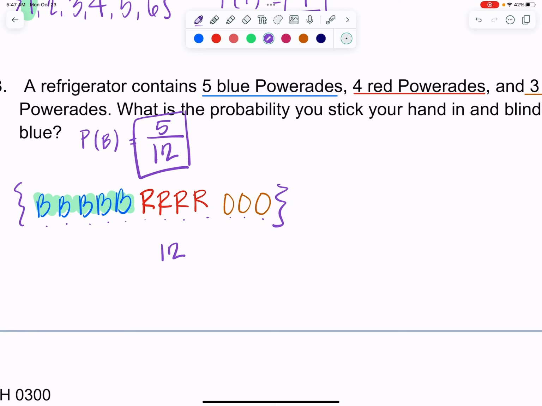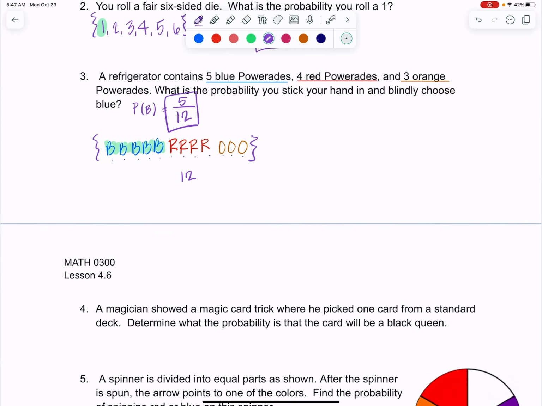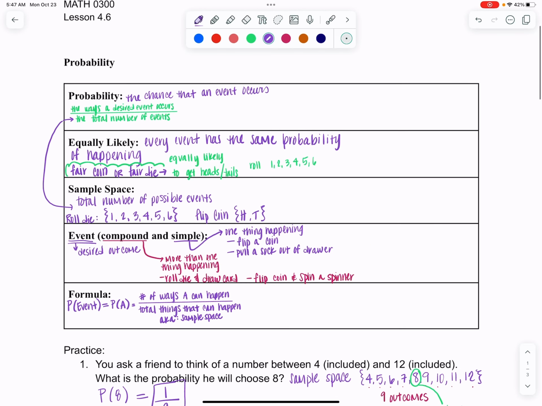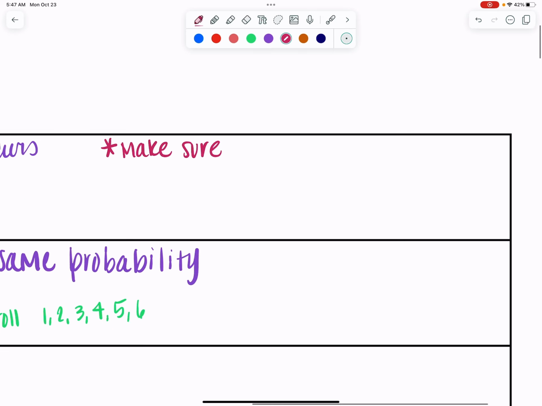Now, quick little side note. I guess I can go ahead and stick it up here. Under probability, make sure you reduce your fractions. If you're going to use fractions instead of decimals, make sure they're reduced.